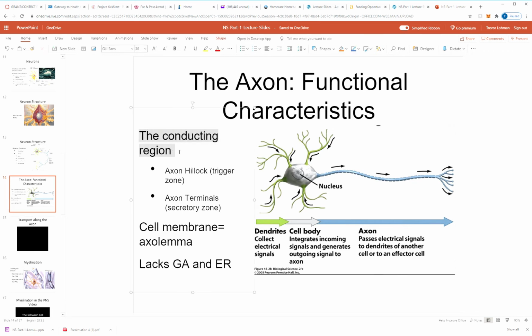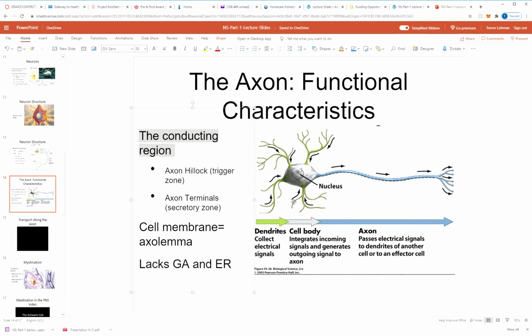Anyway, the axon is the conducting region. It conducts signals, it propagates signals. Propagate's probably a better word. The axon hillock, the junction between the axon and the cell body, is the trigger zone. That's where we have these special voltage-gated channels that open in response to a certain threshold potential, electrical potential, in which case they open and an action potential is produced. If none of this is making sense, that's okay. We're going to take a lot more time to explain all of this. It's baby steps.